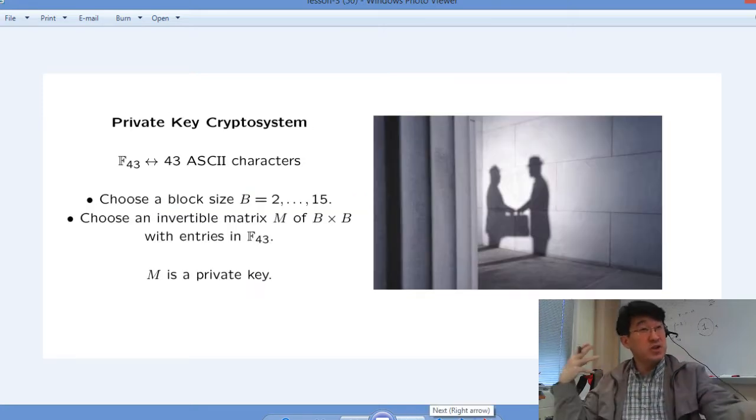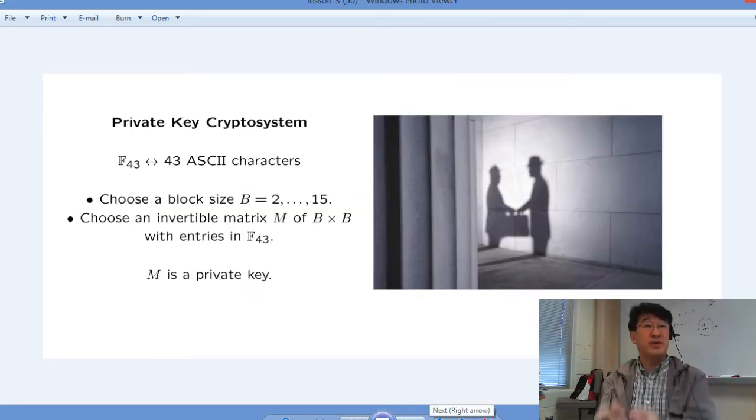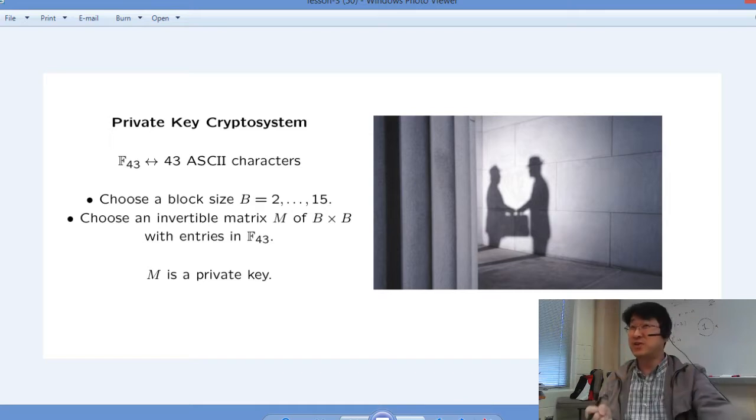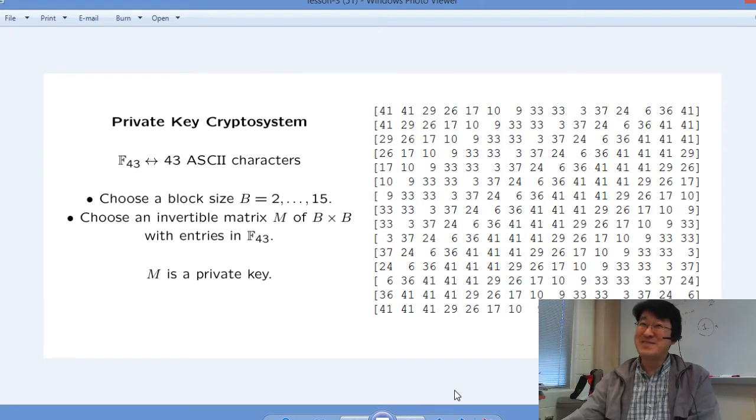And you have to exchange this private key. You actually have to meet and exchange this briefcase. What's in the briefcase is this 15 by 15 matrix. This size 15 is my choice. I just chose a random case, right? So these are 15 by 15 invertible matrices. I created it randomly, all right? So that's the private key.